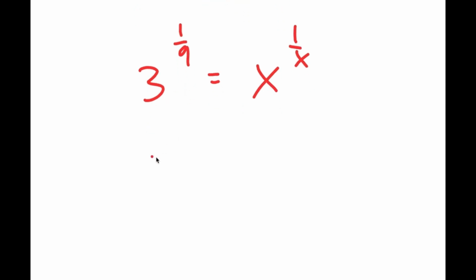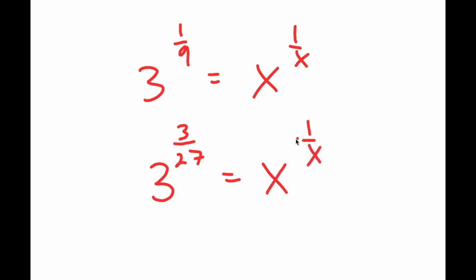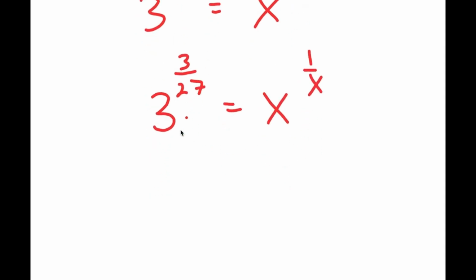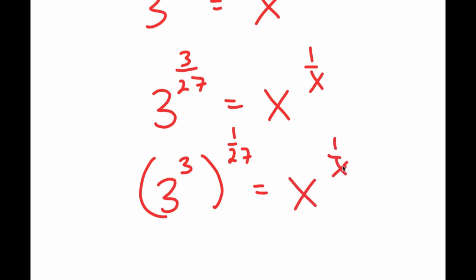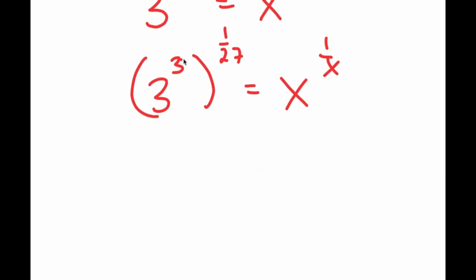Now, 1 over 9 is the same thing as 3 over 27. So now I can rewrite this as 3 to the power of 3 to the power of 1 over 27 is equal to x to the power of 1 over x. And 3 to the power of 3, well, that's equal to 27. So I get 27 to the power of 1 over 27 is equal to x to the power of 1 over x.